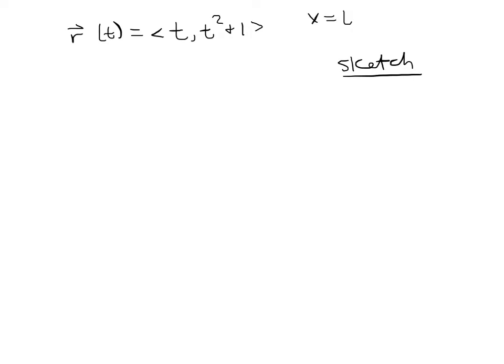Okay, let's do another example. Let's say that we have the curve where r of t is equal to t and then t squared plus 1. Now, if we sketch this curve, I don't know how to sketch parametric equations. I have to put it into x's and y's. I know that x is equal to t, that's the x component. I know that y is equal to t squared plus 1, because that's the y component. And if t is equal to x, I can plug that into y and get that y is x squared plus 1.